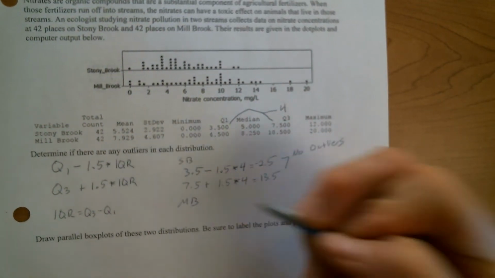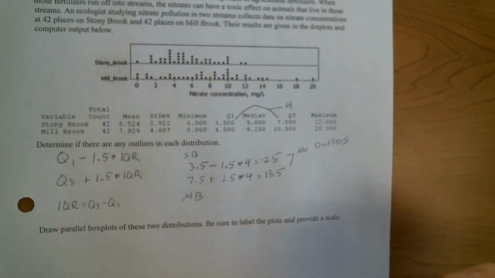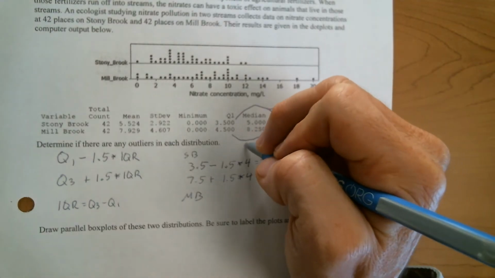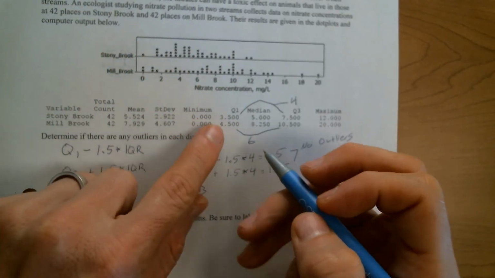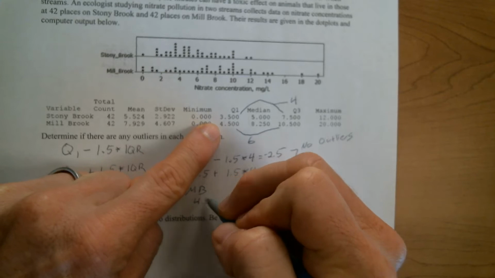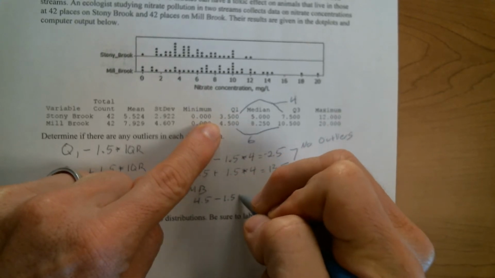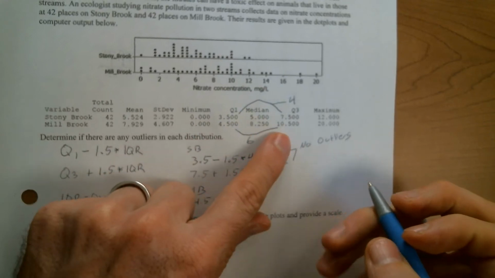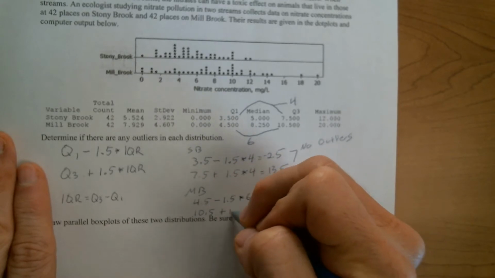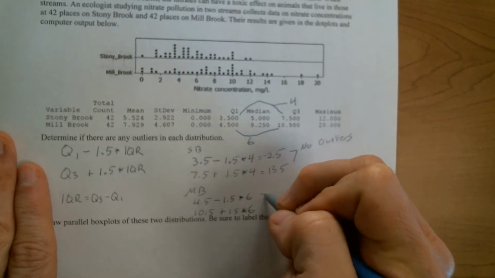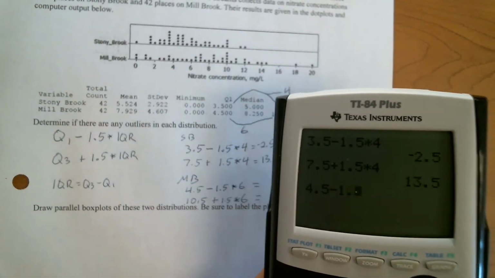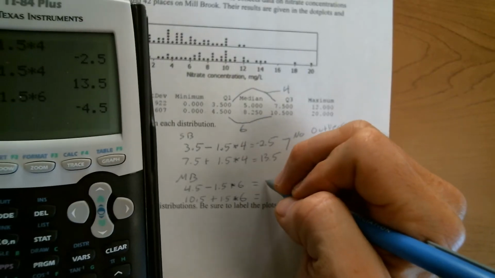And then we're going to do the same thing for Millbrook. Now again, we're going to need the IQR. So 10.5 minus 4.5 is going to be 6. Q1 was 4.5. So we've got 4.5 minus 1.5 times 6. Q3 was 10.5. So we have 10.5 plus 1.5 times 6. Let's see what we got here. 4.5 minus 1.5 times 6 is negative 4.5.